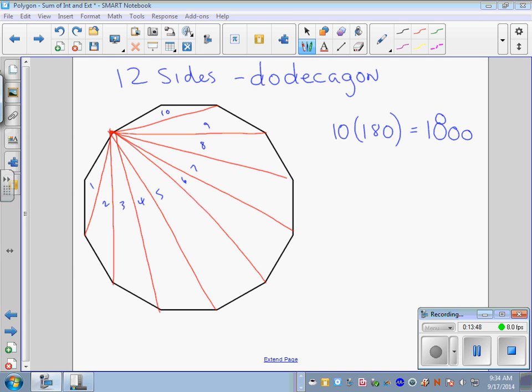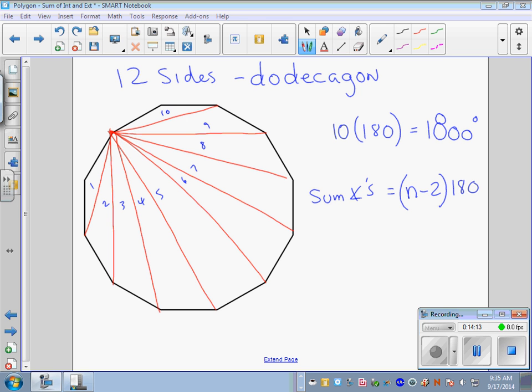Sorry, not 1080, but 1800 degrees. All those angles added up have to equal 1800. So if I knew 11 of the angles added up to 1,780 degrees, I know that there's 20 left over for the last one. Okay? So that leads us to this formula that we already put on our formula sheet, but you have to memorize.